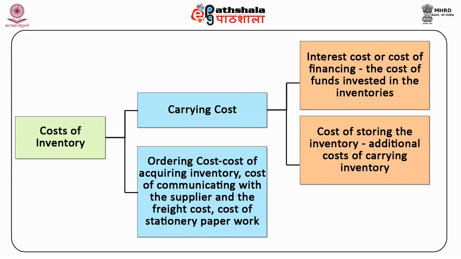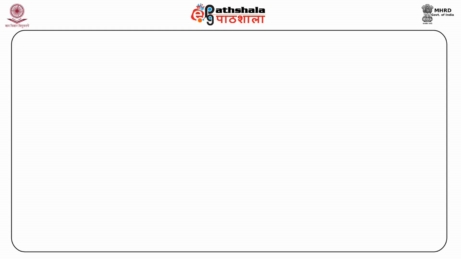Ordering cost. The cost of acquiring inventory is the ordering cost. It includes cost of communicating with the supplier and the freight cost. It includes cost of stationery, paperwork, etc. The less the number of orders, the less would be the ordering cost. The less number of orders also imply more units are ordered. Thus, carrying cost and cost of ordering are the opposite forces and together determine the level of inventory. Let's take up one illustration.